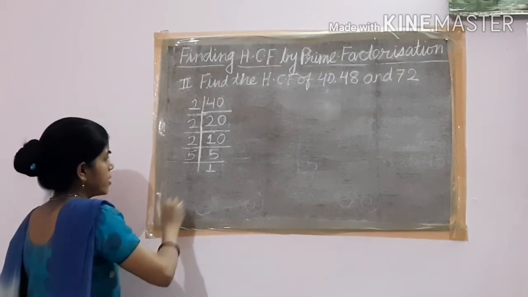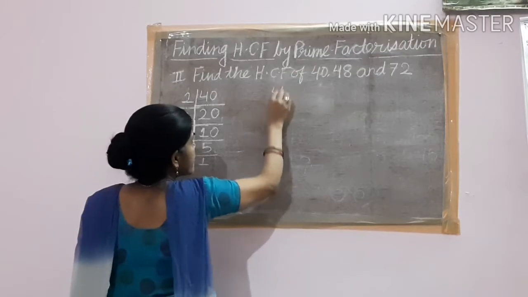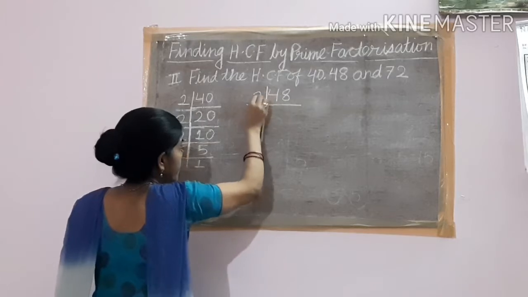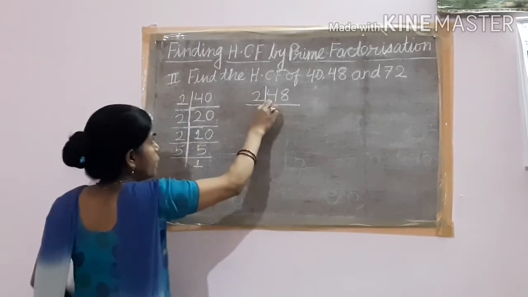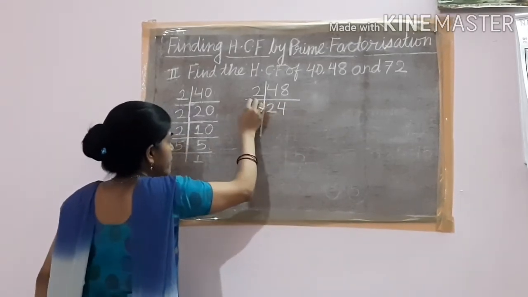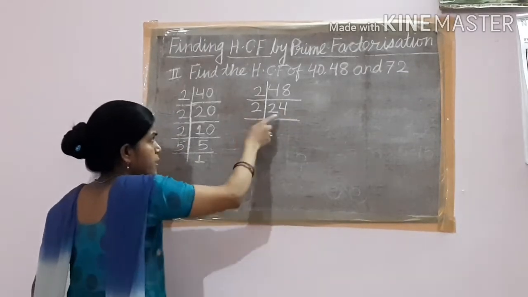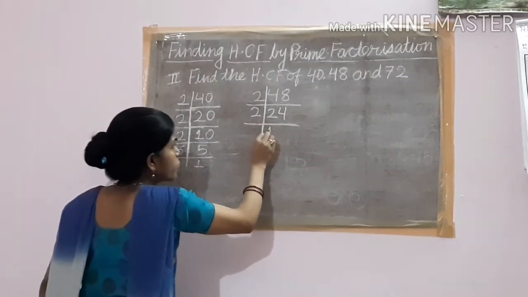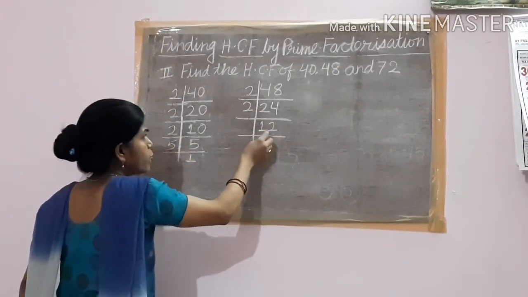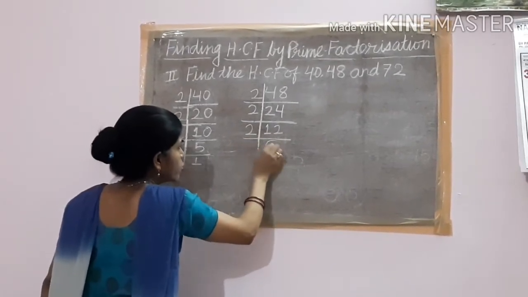Now next is the second one, 48. Divided by 2. 2 twos are 4 and 8 is here. 2 fours are 8. Now again this number is divisible by 2 because 4 is in the ones place, an even number. Now 2 ones are 2, 2 twos are 4. Again this number is divisible by 2, 12, very easy, 12 comes in the 2 table, 2 sixes are 12.